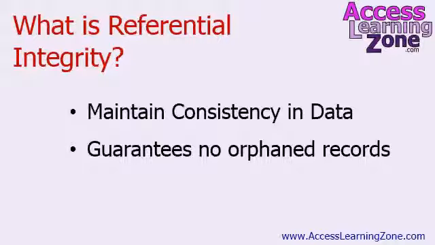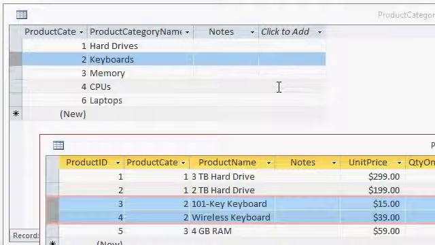Referential integrity is designed to maintain consistency in your table data, and it guarantees that you'll never have any orphaned records like this. You can't add a child that doesn't have a parent. You can't delete a parent that has children. You can't change a parent ID if you're not using auto numbers. And that should never be an issue, because if you follow my teachings, I never use anything but auto numbers for my primary key fields. So how do we set up referential integrity?